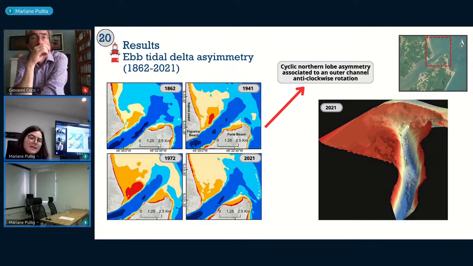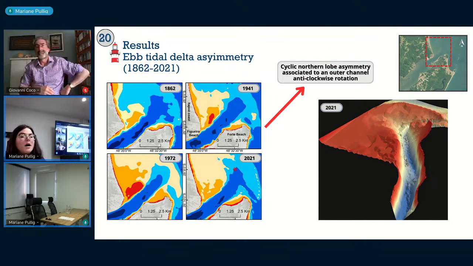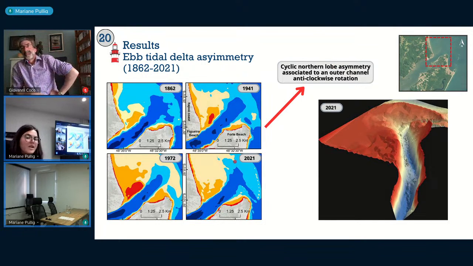So we observe that the bathymetry from the most recent data sets looks very alike with the earliest one, and we believe that's because this indicates a cyclical pattern of the Orientador Delta accompanied by an anti-clockwise rotation of the alternate channel.